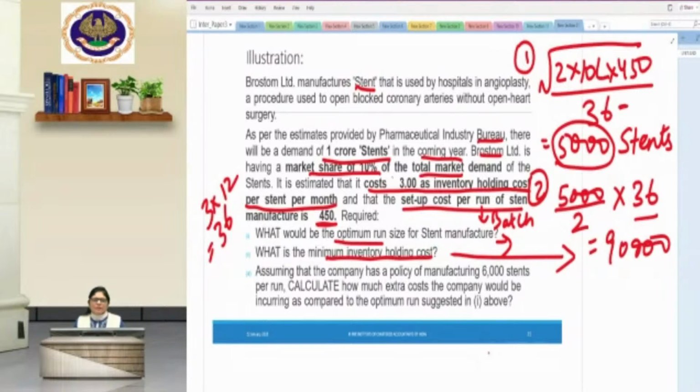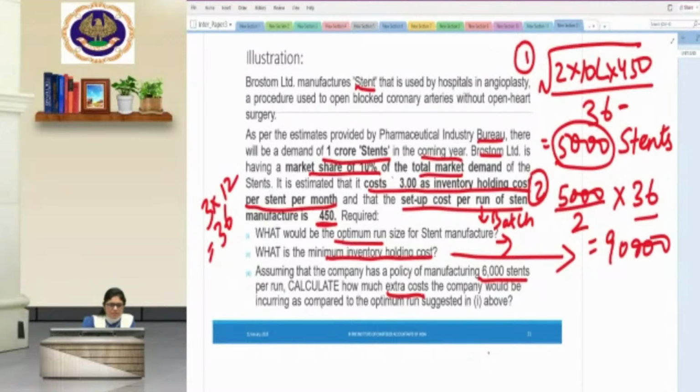Okay. So now let us see the third part. Assuming that the company has a policy of manufacturing 6,000 stents. Now see, we are telling the company that you please produce 5,000 stents in one lot. But the company was producing 6,000 stents in one lot. Calculate how much extra cost the company would be incurring as compared to the optimum run suggested in one above. So you have to calculate the total cost for 5,000 and 6,000.